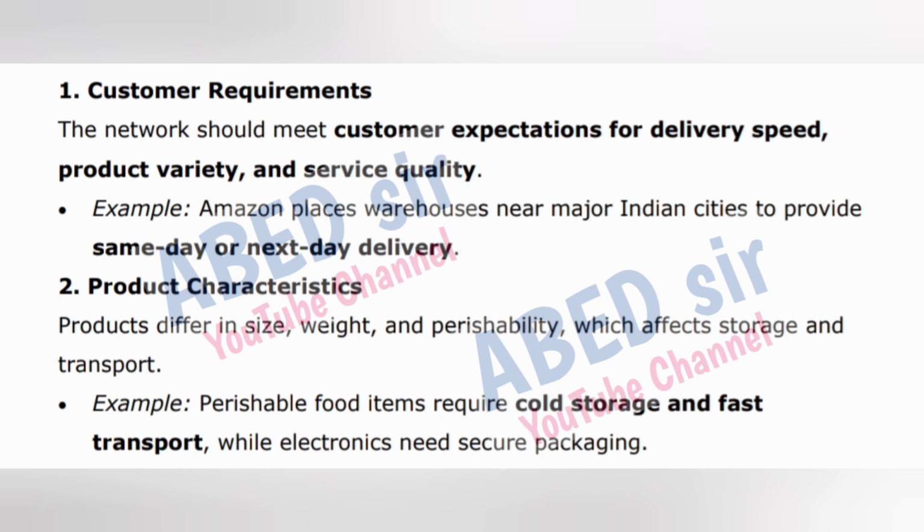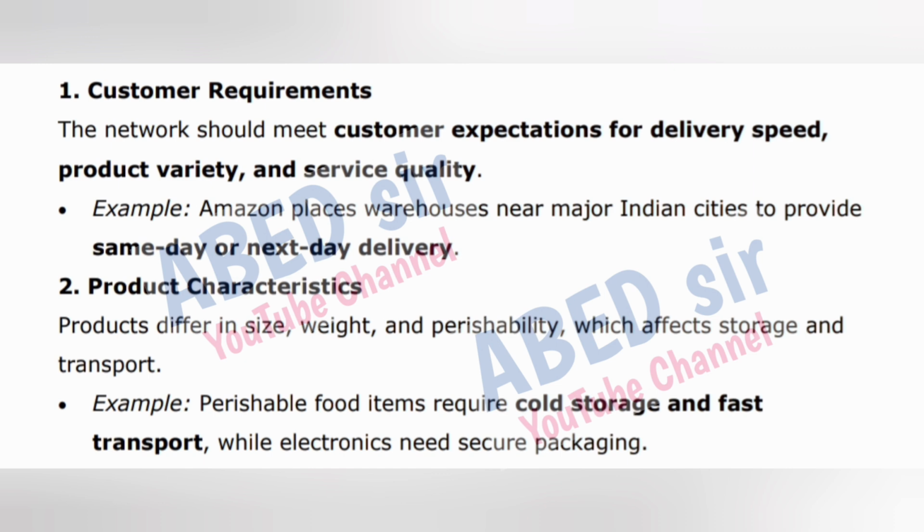1. Customer requirements. The network should meet customer expectations for delivery speed, product variety, and service quality. Example: Amazon places warehouses near major Indian cities to provide same-day or next-day delivery.